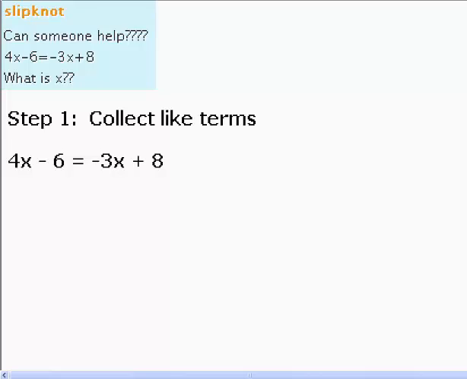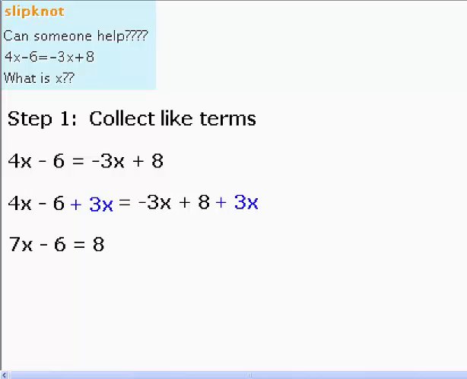So let's start by bringing the negative 3x from the right-hand side of the equation to the left-hand side of the equation. And the way to go about doing that is to add positive 3x to both sides of the equation. The reason I'm adding positive 3x is that negative 3x plus 3x equals 0. As a result, we've removed the x variable from the right-hand side of the equation and brought it over to the left-hand side of the equation. The result is that we have 7x minus 6 is equal to 8.